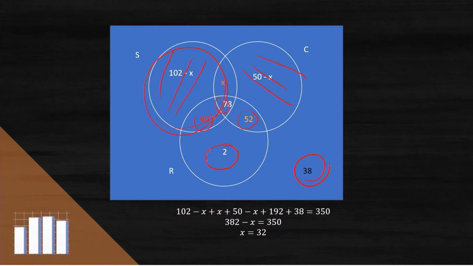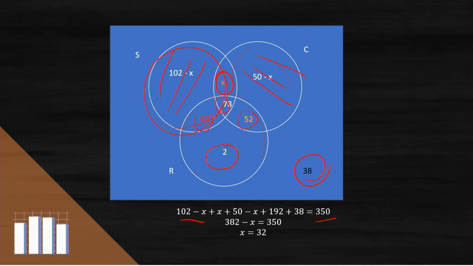So if I take the number of people who watch soccer only, which is 102 minus x, I then add in the intersection with the number of people who watch both cricket and soccer, so that's x. And then I add the number of people who watch cricket only, which is 50 minus x. And I add 192, which is the number of people who watch rugby. And I add 38, that gives me the total sample space. But you might be looking at this and saying, but hang on, why are we adding the x to the 102 minus x plus x? I've only added it once.